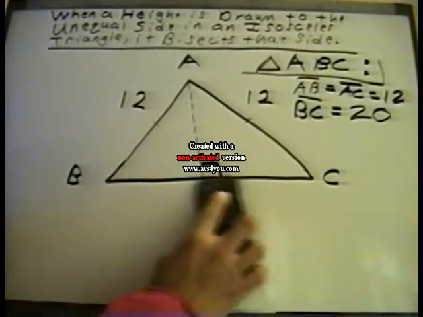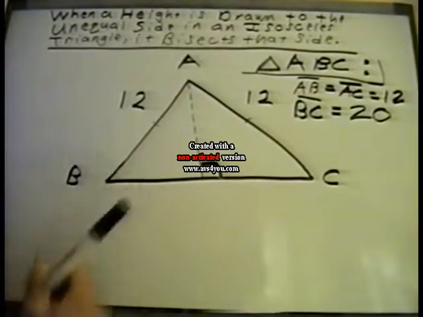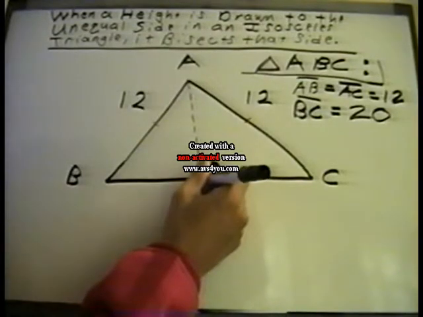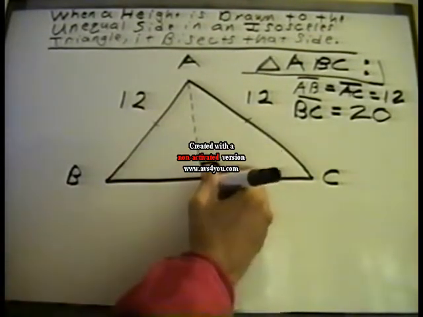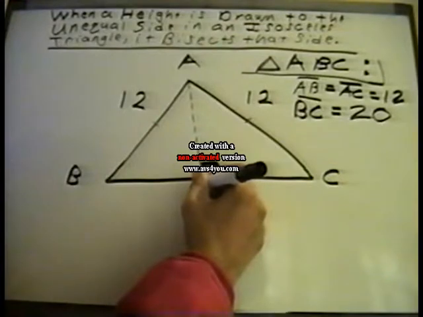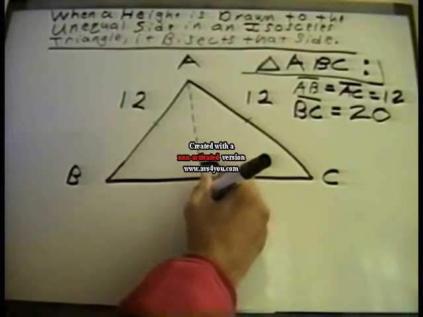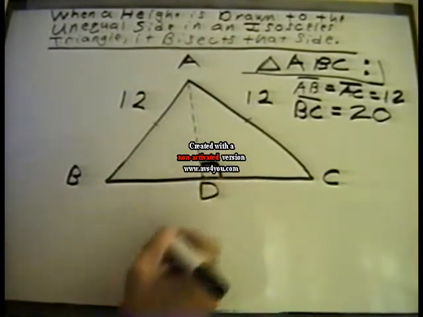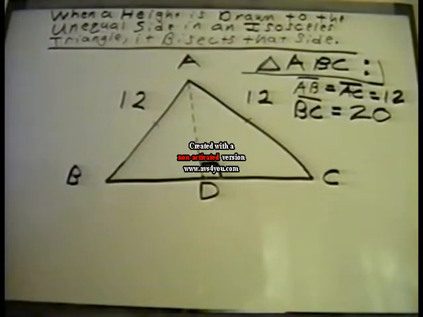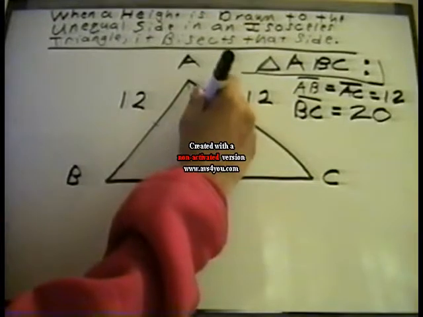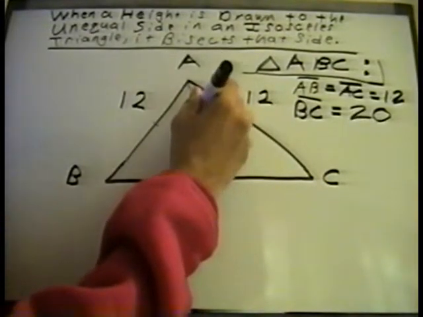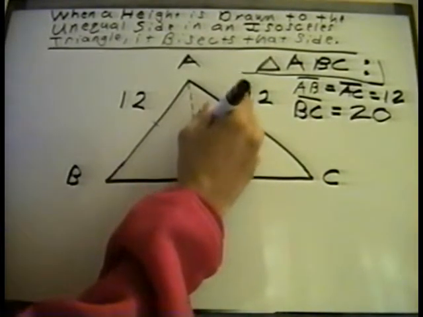Now here, the point where the height meets the base, we're going to label that point D. Now this dashed line is called the height, H, of the triangle.